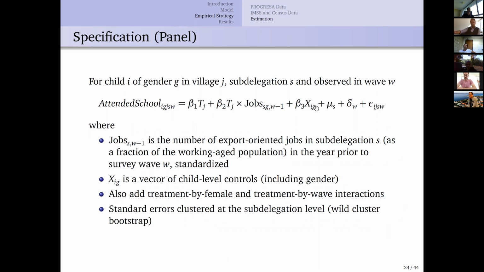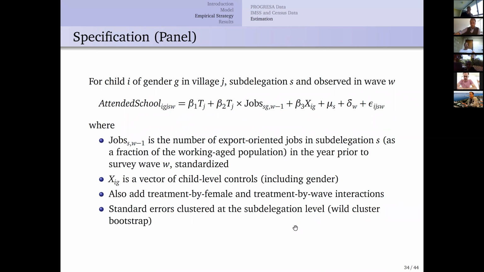Then we control for a bunch of things. We have subdelegation fixed effects and wave fixed effects. And we can also add treatment by female and treatment by wave interactions. Because jobs varies, as I showed you in the picture, there are slightly more male jobs than female jobs. We don't want to be picking up gender differences in the effect of PROGRESA, so we can control for treatment by female. And in case there are any differences across waves in the treatment effect, and jobs vary over waves, we don't want to be picking up that, so we can include these treatment by wave interactions as well.